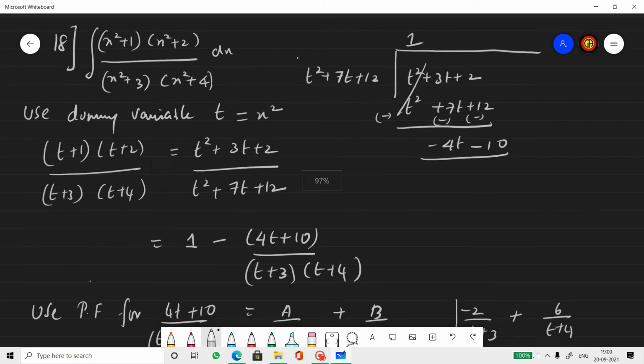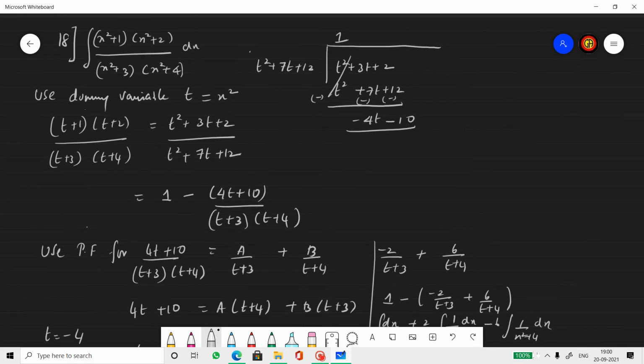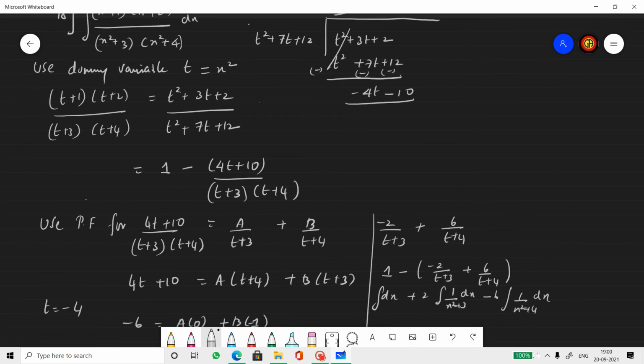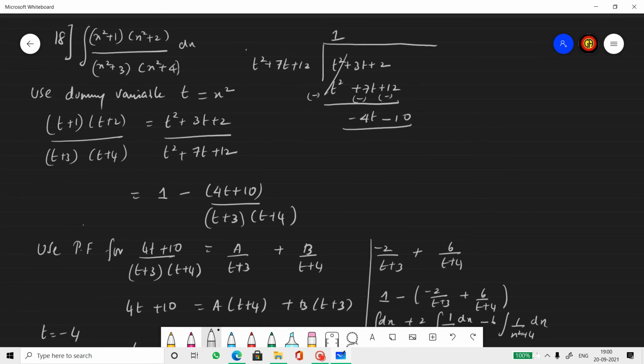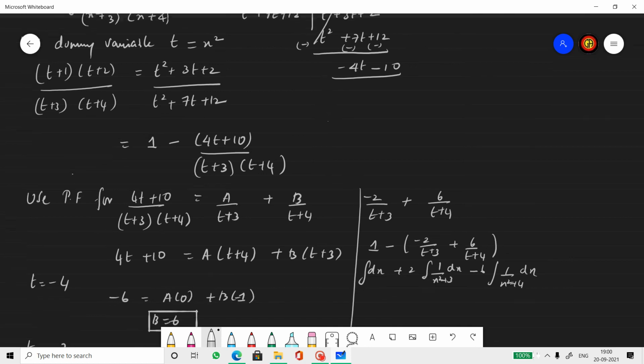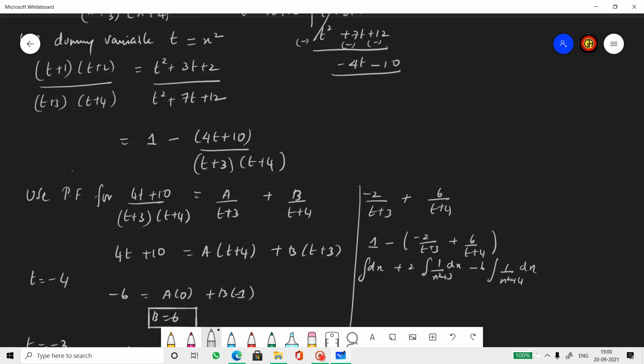Question number 18 is a unique model and it's an important sum. Here we use a dummy variable because direct partialization is not possible as it will be too lengthy. So take a dummy variable t as x square. So t plus 1 into t plus 2 by t plus 3 into t plus 4. So we get t plus 1 into t plus 2 as t square plus 3t plus 2. Whereas the denominator is t square plus 7t plus 12. Now since the degree of the numerator and denominator is equal, direct partialization is not possible. So let's divide it and break the numerator. So this we can write as 1 minus 4t plus 10 by t plus 3 into t plus 4.